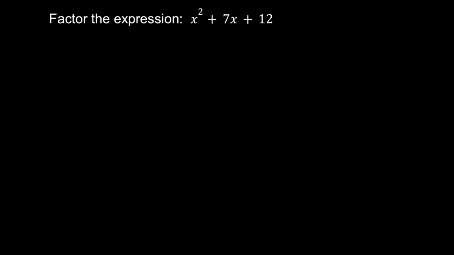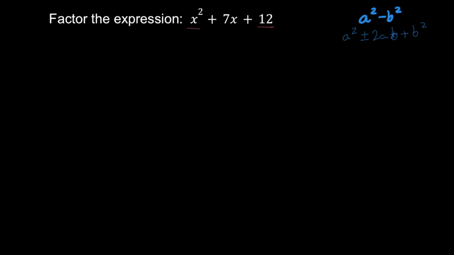The next thing we would check is to see if it's a pattern here, and it doesn't match the a squared minus b squared pattern, nor does it match the a squared plus or minus 2ab plus b squared pattern. So it doesn't match either of the patterns, mostly because this last term is not a perfect square. So we're going to go through factoring by grouping.